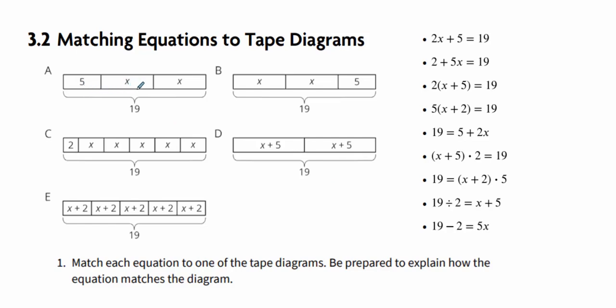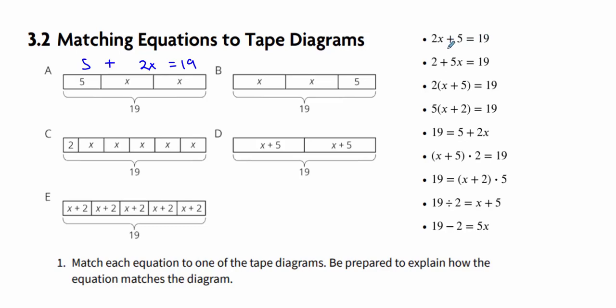So let's look at this first tape diagram. We have a 5 plus an x plus another x is equal to 19. So this is basically saying 5 plus x plus x. And we could take this x plus x to mean 2 times x, right? 2 x's. So 5 plus 2 x's is equal to 19. So I'm going to look at this equation here and see if I have anything over here that matches that. So we have 2x, 2 x's plus 5 is equal to 19.